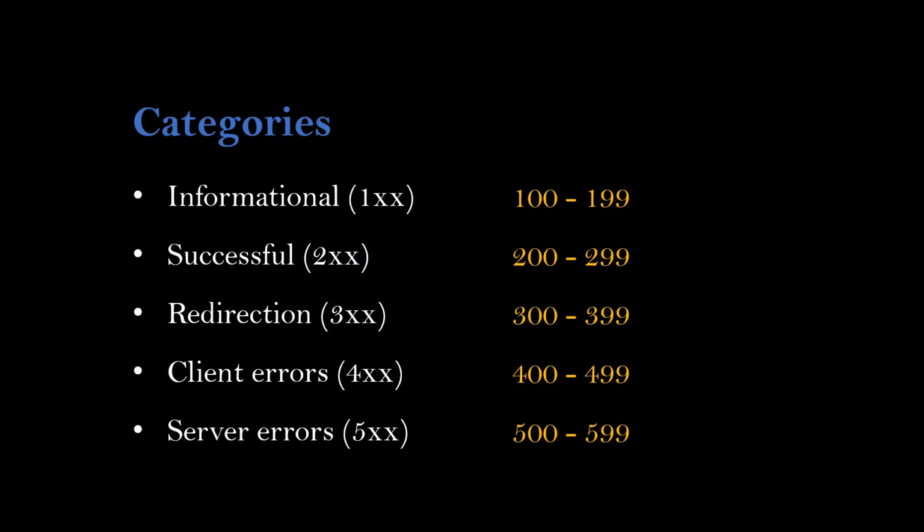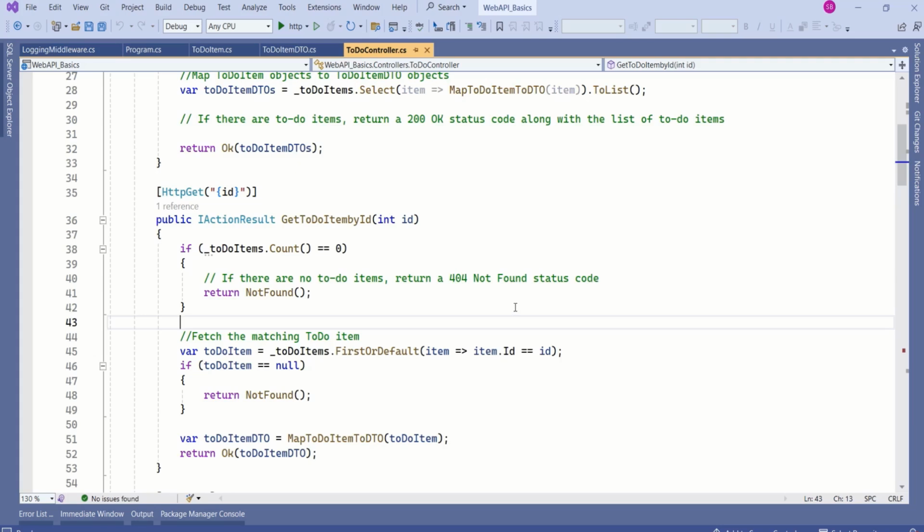You need not remember all the status codes. You should remember the categories. Let's say you get 201, then what category does it belong to? That means it is a successful response. And in our case, we have seen one example where we got a status code falling in the 400 to 499 category. That means client error.